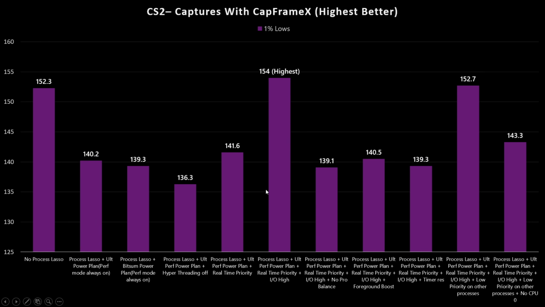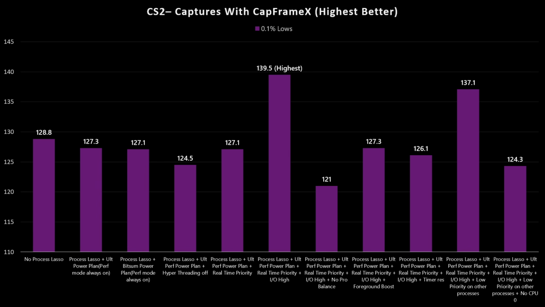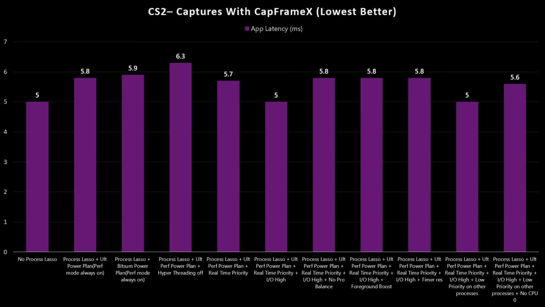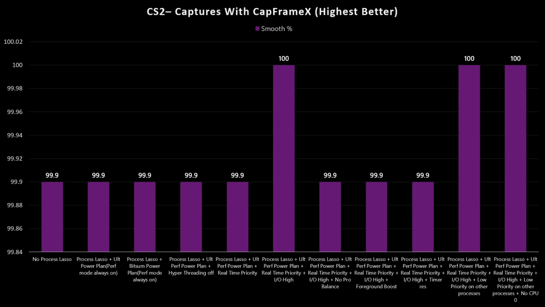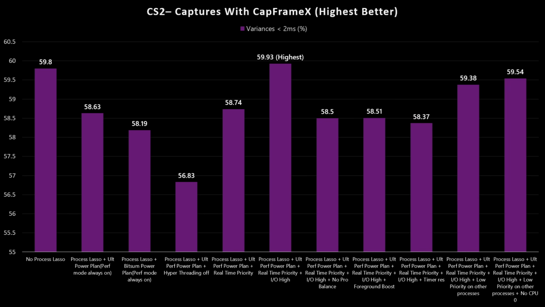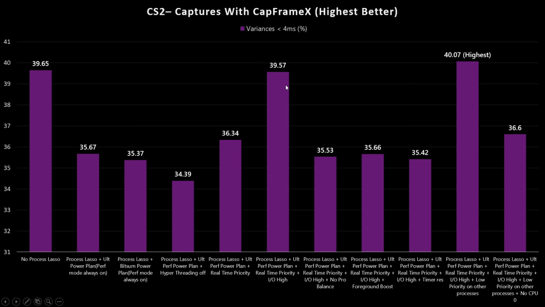1% loss was better with Process Lasso and Ultimate Performance Power Plan and Real-Time Priority and IO High. 0.1 the same. Adaptive SDev the same. Up latency the same. Smoothness same. Frame times same. Minimum and maximum variance is more than 2 milliseconds same.